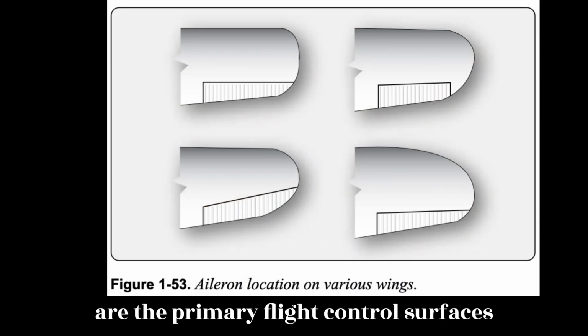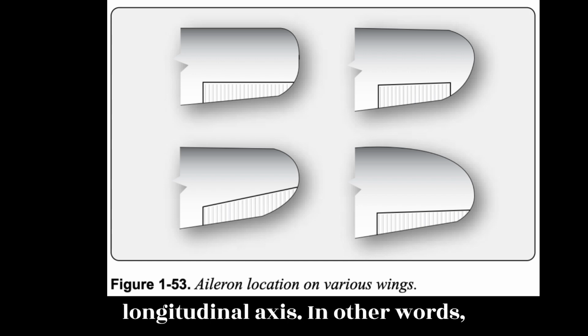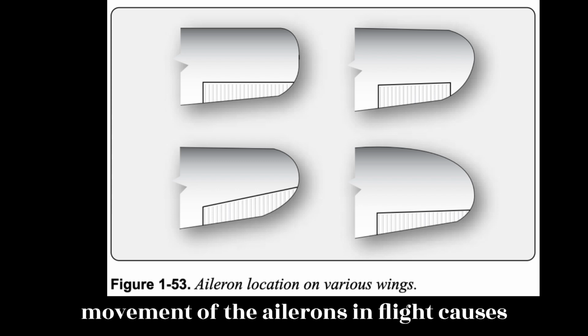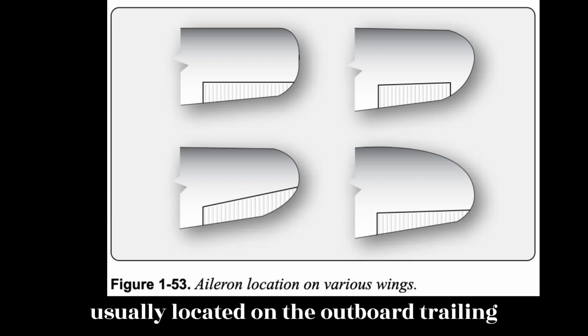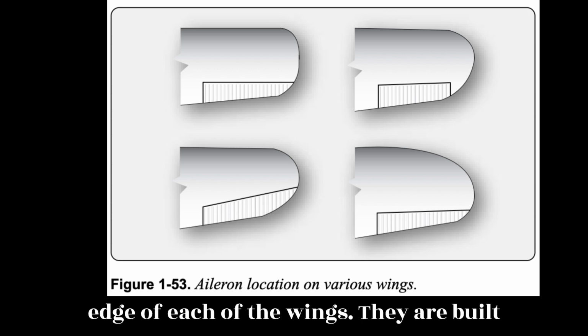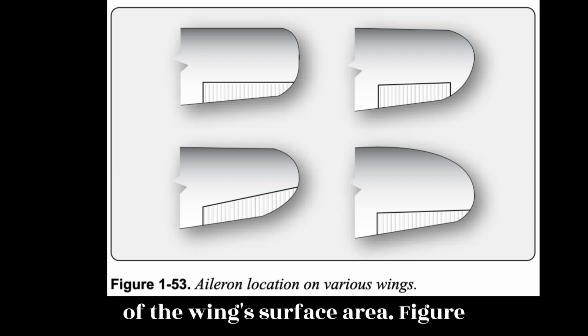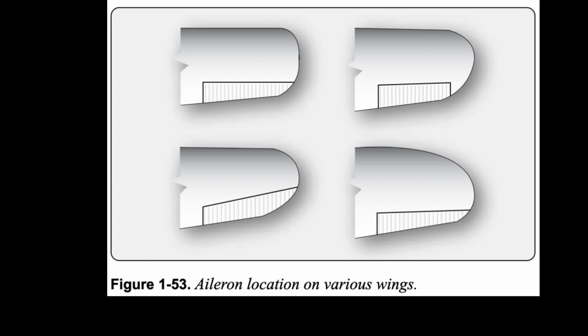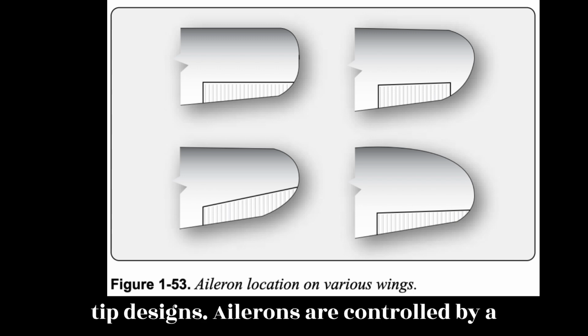Ailerons. Ailerons are the primary flight control surfaces that move the aircraft about the longitudinal axis. In other words, movement of the ailerons in flight causes the aircraft to roll. Ailerons are usually located on the outboard trailing edge of each of the wings. They are built into the wing and are calculated as part of the wing's surface area. Figure 1.53 shows aileron locations on various wing tip designs.